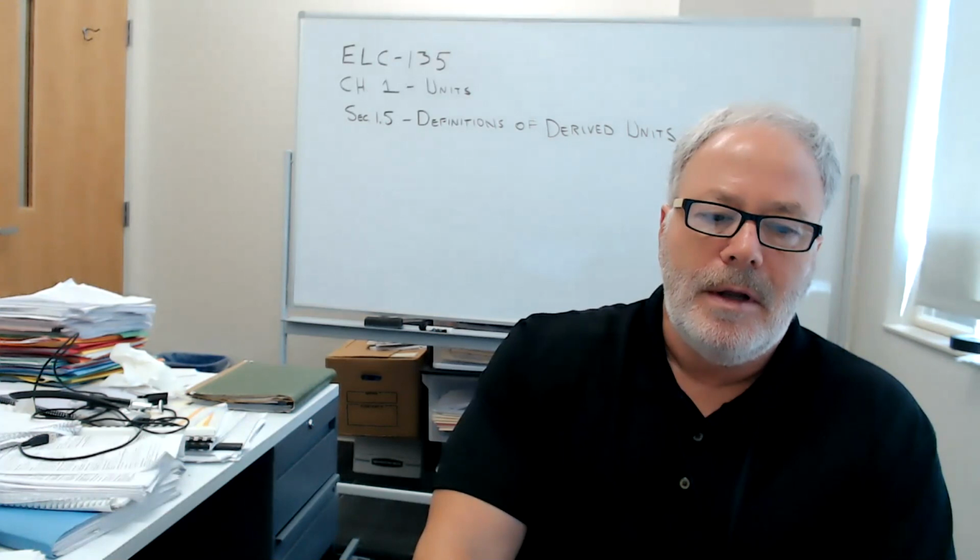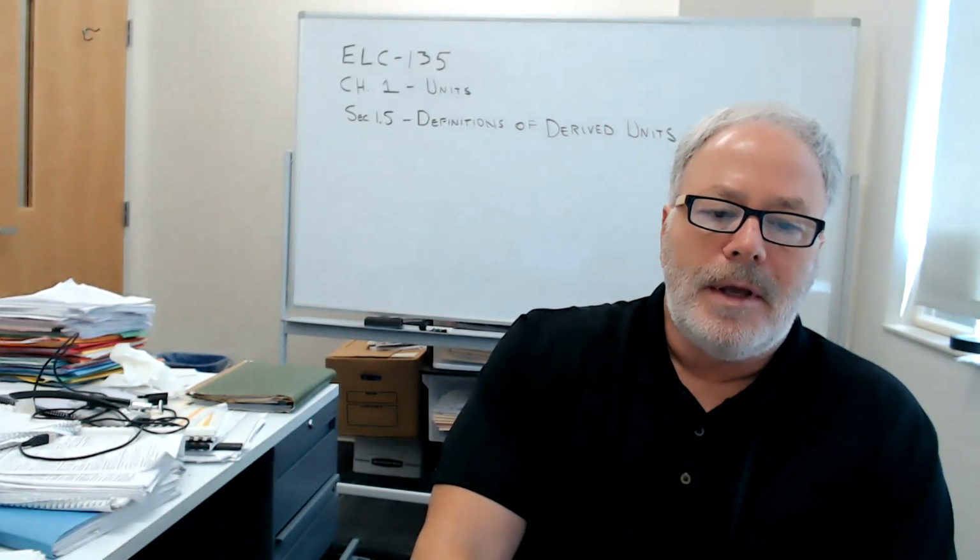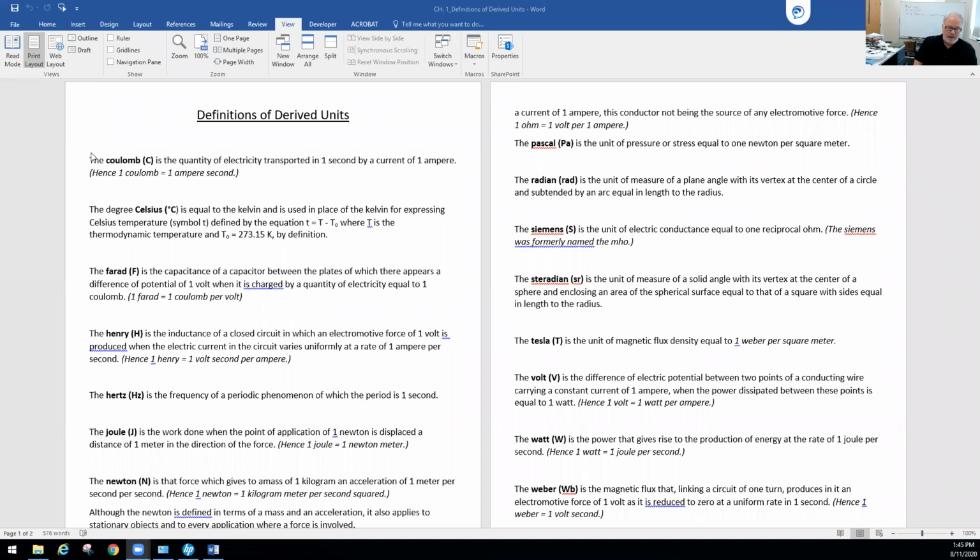Let me pull this up so we can share this and look together. You look at the first one here, and this is the listing from page 5 in your textbook. It says the coulomb is the quantity of electricity transported in 1 second, being a base unit, by a current of 1 ampere, ampere being a base unit again. So a combination of the two, 1 ampere per 1 second. It's the amount of electricity transported, and we give that amount the name coulomb, a derived unit.